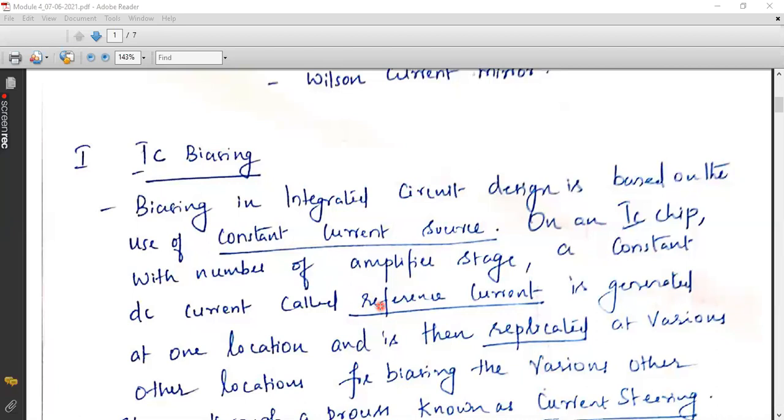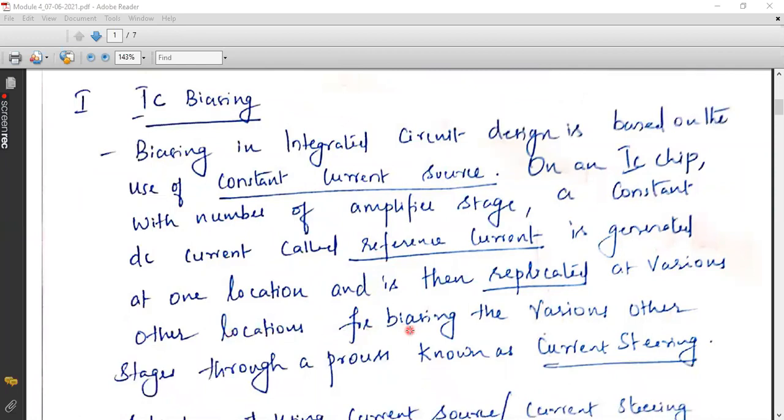I is equal to V by R. So by using a simple battery circuit or a power supply and a resistive circuit, we will be able to generate a reference current of a required amount. Then what we will do is replicate this current to other locations of the same IC for the biasing purpose.